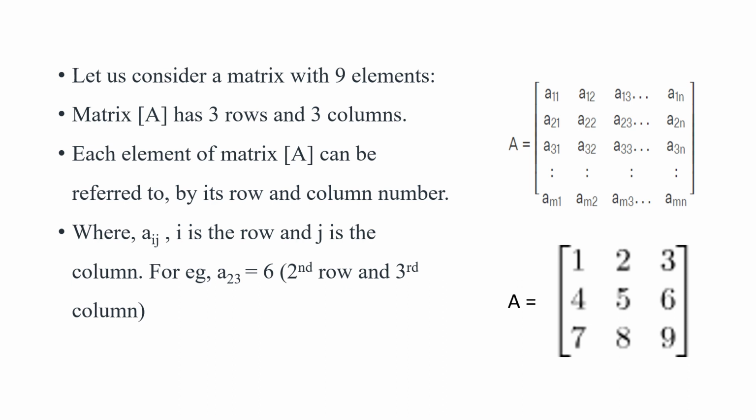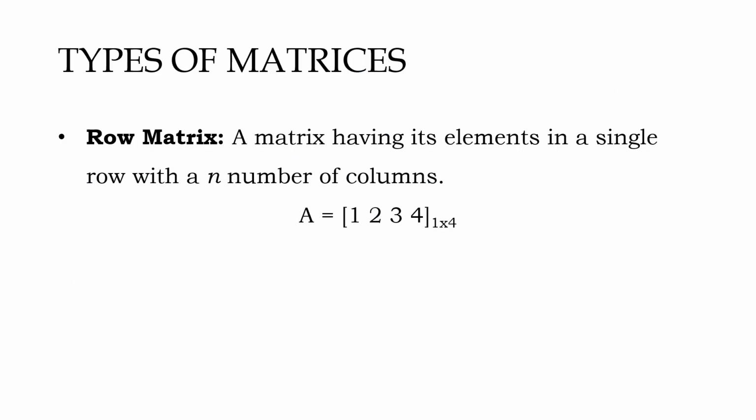Here, if I want to find an element that is in the second row and in the third column, then it is small a 2 3, which will give us 6 as the resultant element. Types of matrices.